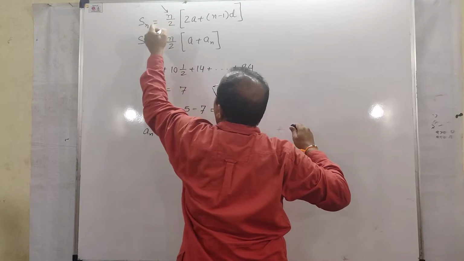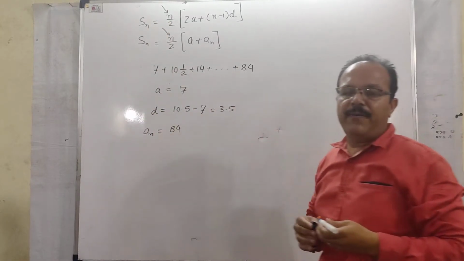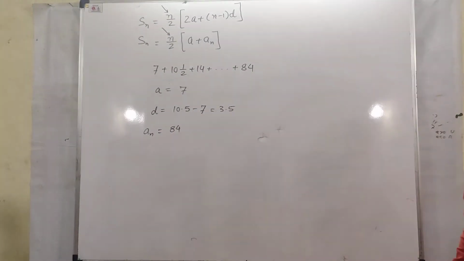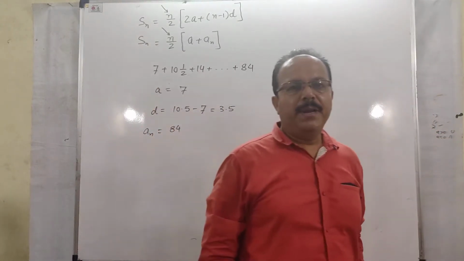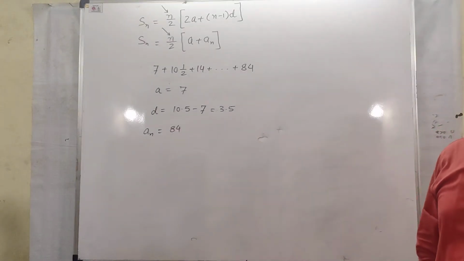this n is a must. You must have the value of n given to you. n is common in both the formulas. a is common in both the formulas. They must be given to you to find the sum of n terms.